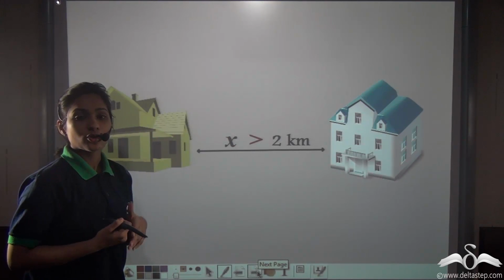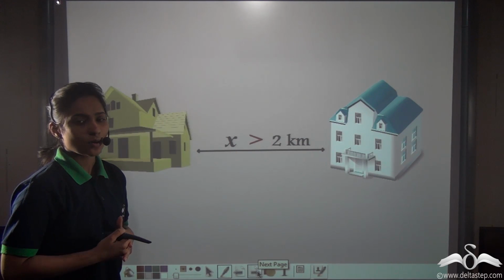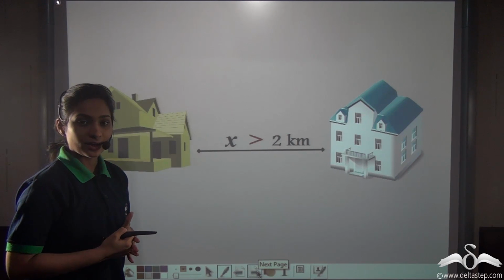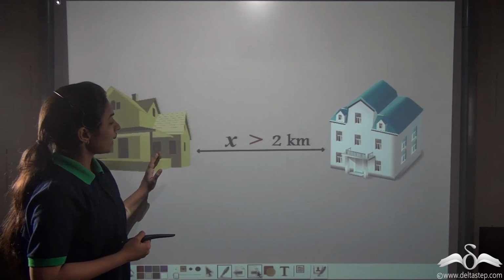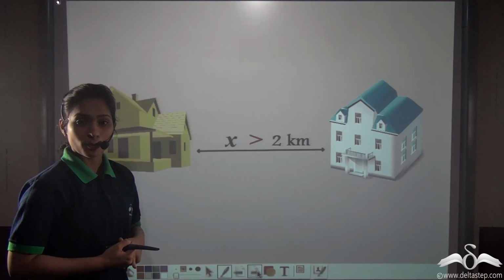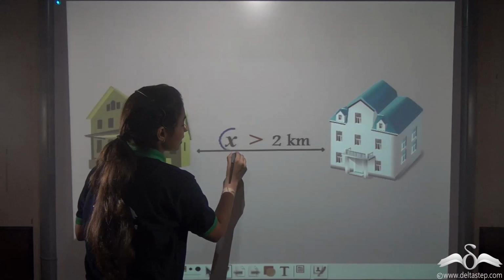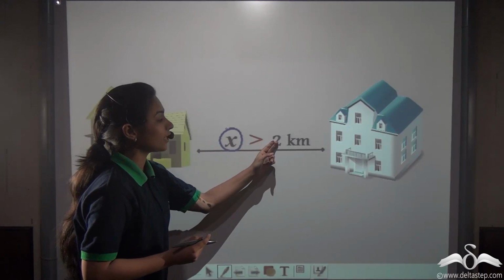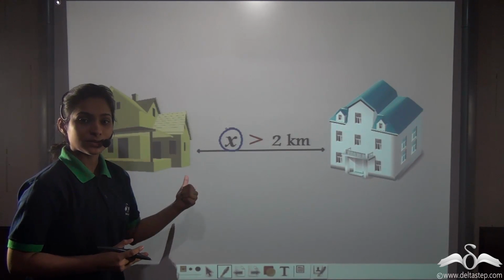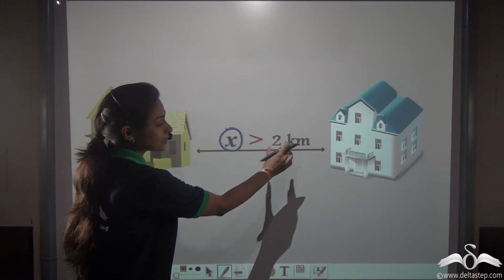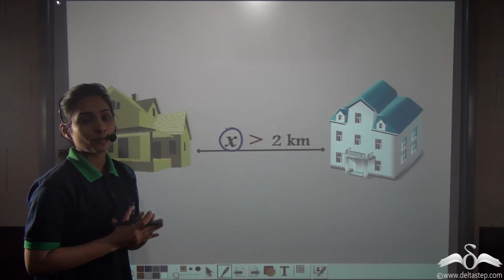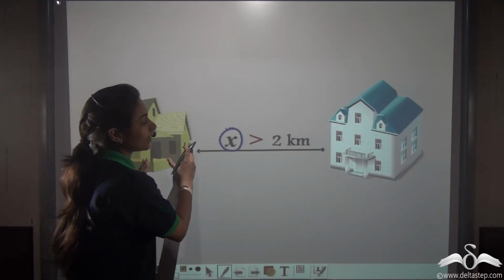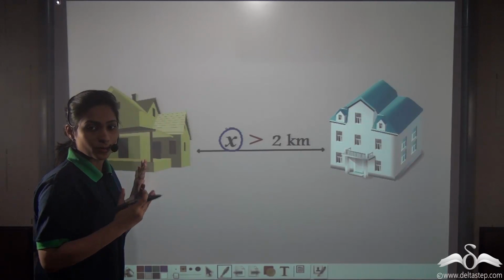Now I will tell you about two more symbols that denote inequality. What are they? First of all, listen to this example. Suppose you have a friend whose house is, say, more than 2 kilometers from your house. So if x represents the distance between your house and your friend's house and x is greater than 2 kilometers, what can you mean from this? You can say that his house is actually more than 2 kilometers from your house. So if you want to go to his home, you have to find a convenience so that it takes you to more than 2 kilometers from your house.